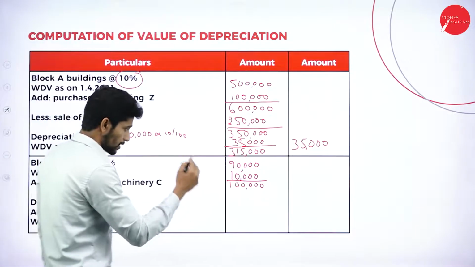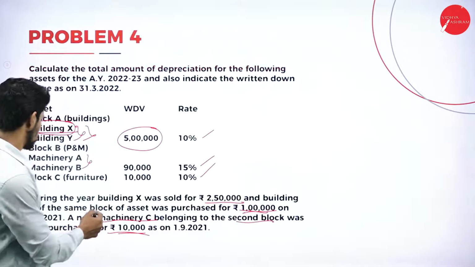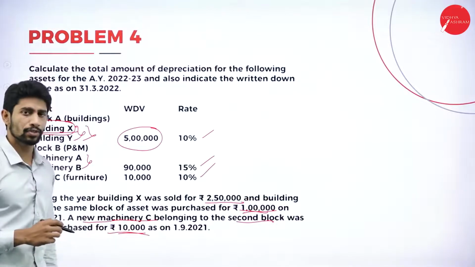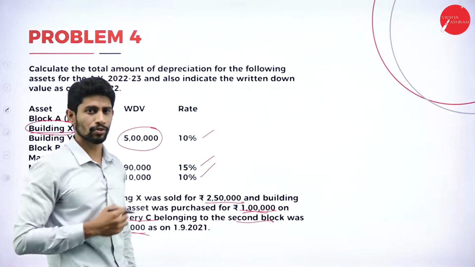Next, is there any sales with respect to block B? We have to look into that. So no sales has happened with respect to block B. So there is no need of deducting sales with respect to block B.